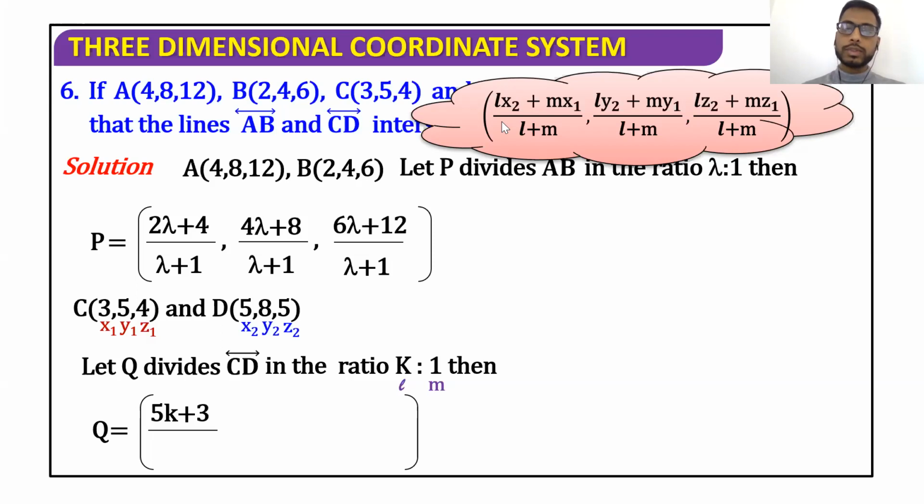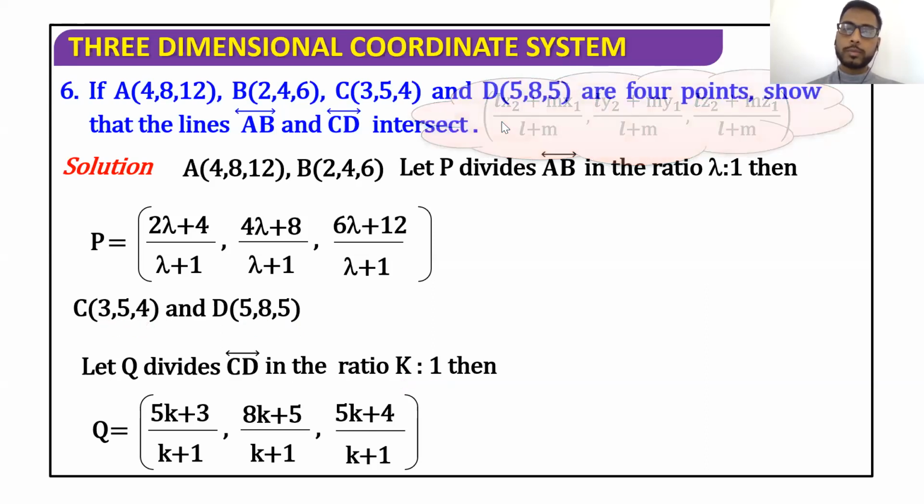Now, I want to show that the coordinates of P and coordinates of Q are same. How can I do that? Coordinates of P are having terms of lambda, and the unknown variable in Q is nothing but k. So first I'll have to solve for lambda and k. How can I do this? Let's assume that P and Q are equal. If they are not equal, then we won't get any answer which is going to satisfy our equation. So let's assume that the points P and Q are equal.